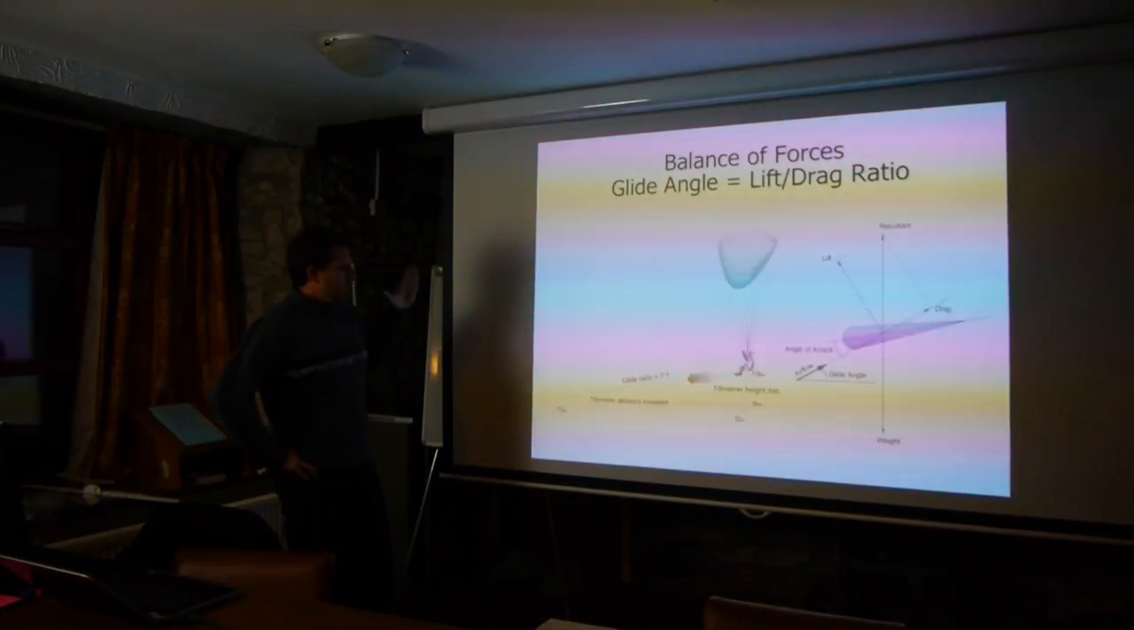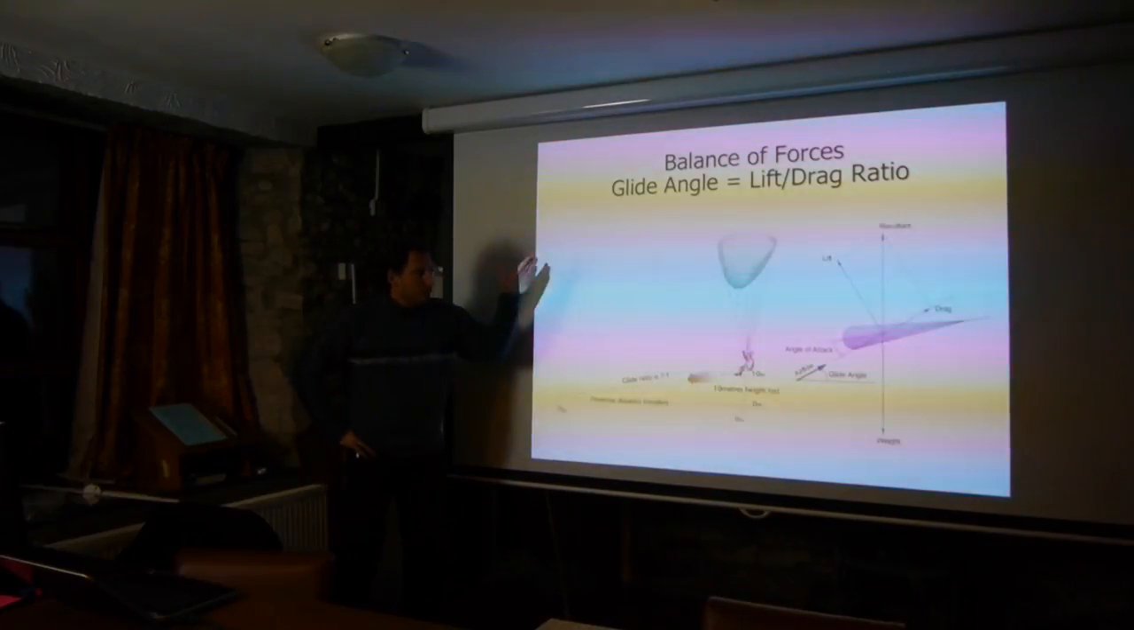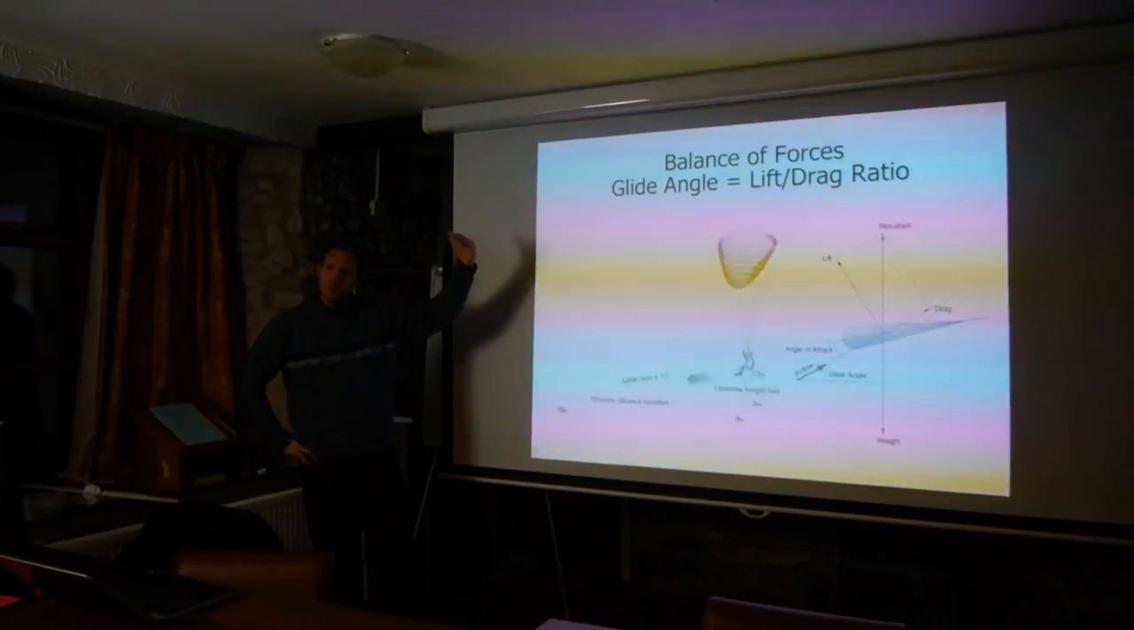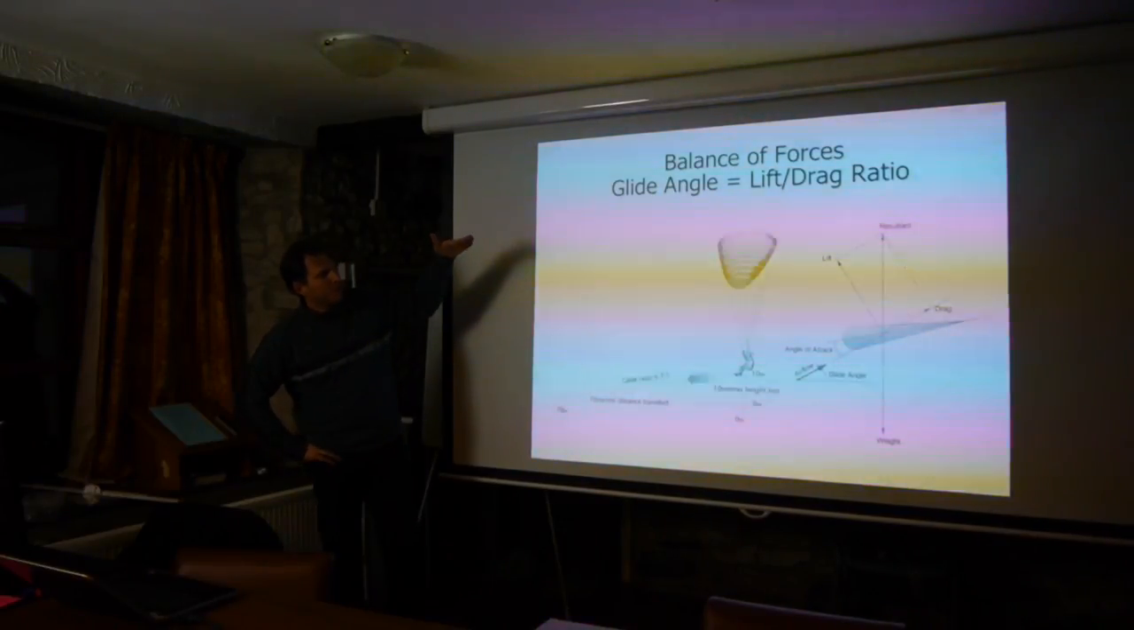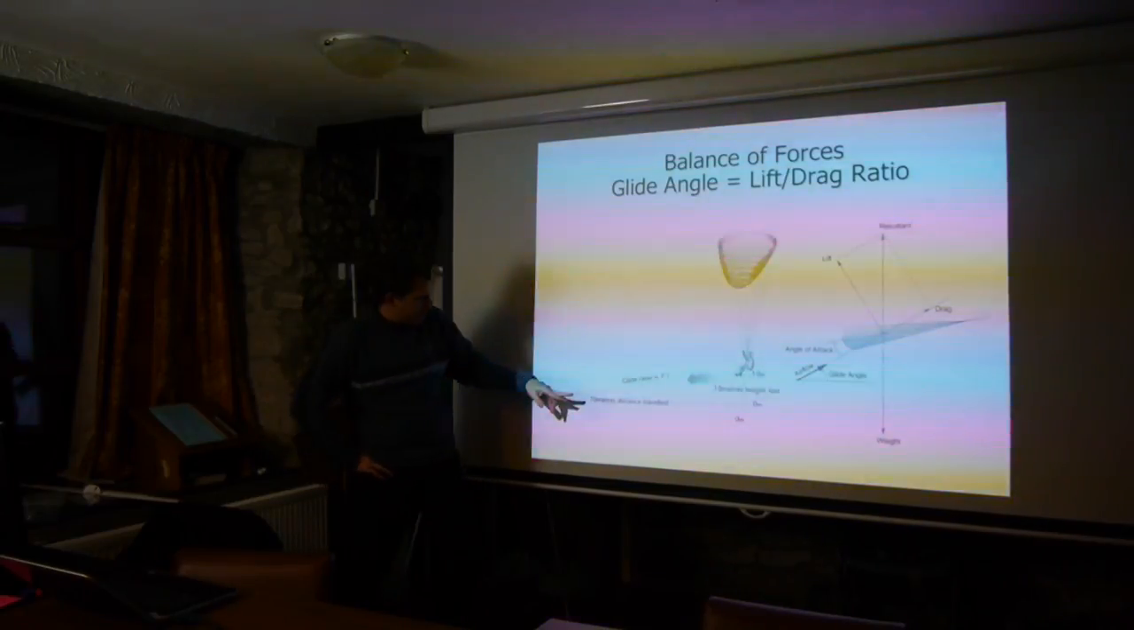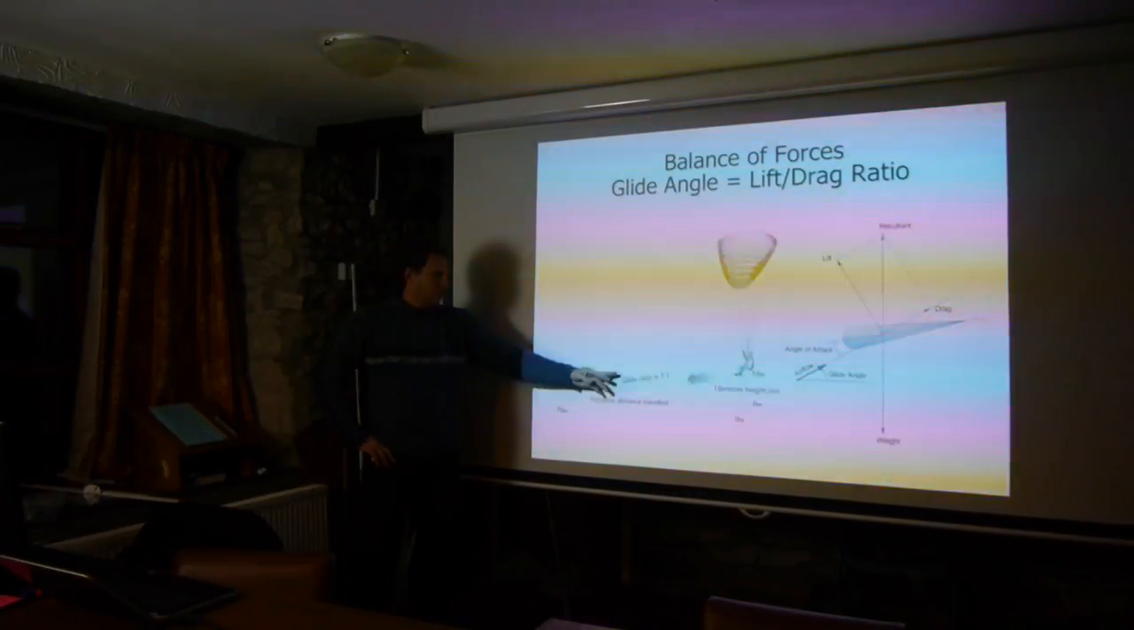So let's talk about your glide angle. Glide angle is the ratio between your lift and your drag. We know what our best lift is and our best drag is from the previous figure. That gives you a ratio, and that ratio gives you your glide. In that case, it's all given there.